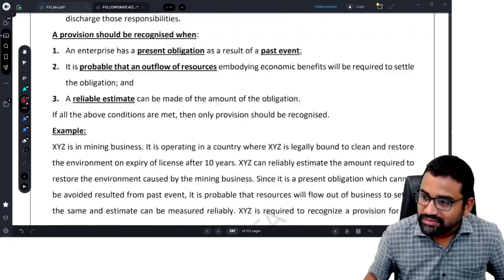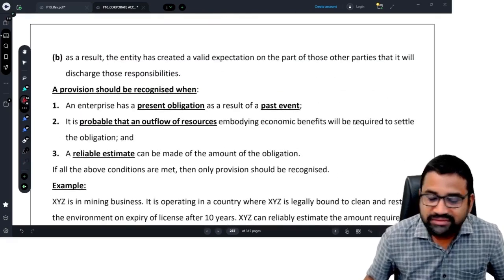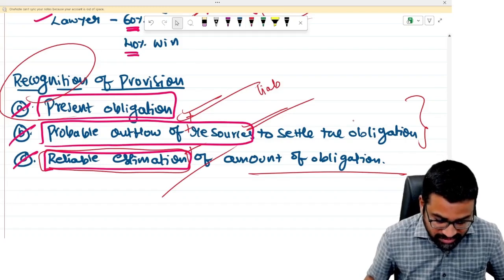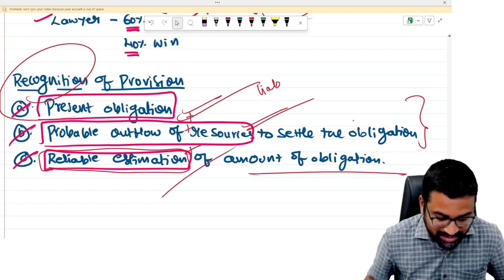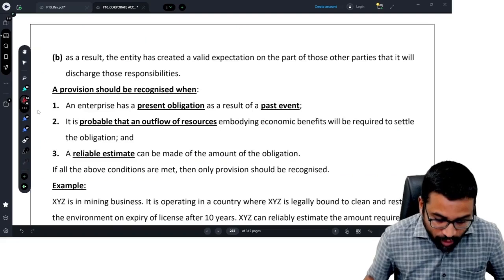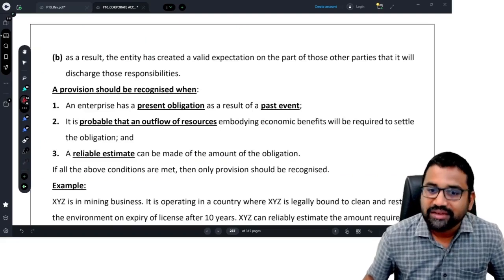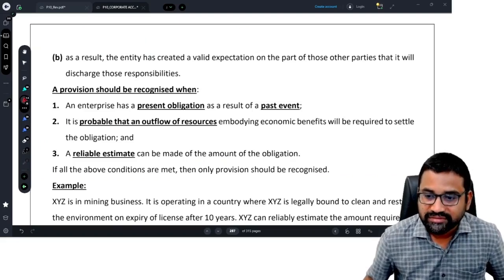So when we need to recognize a provision, 3 conditions: present obligation, probable outflow of resources, reliable estimation. If all these three conditions are satisfied, then we recognize the provision.